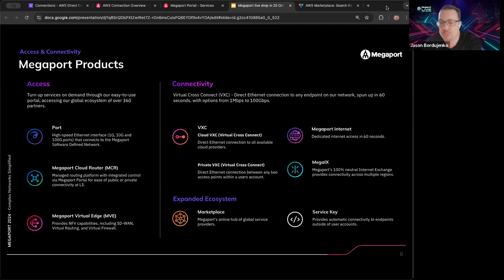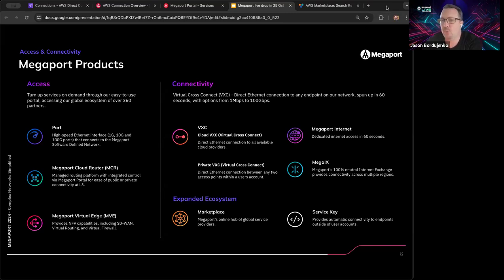There are two virtualized products for customers that aren't physically located in a data center, and they are the Megaport Cloud Router, which is termed MCR, and Megaport Virtual Edge, which is MVE. And I'll talk about those briefly before we move on to the connectivity elements. These are complementary to a port.